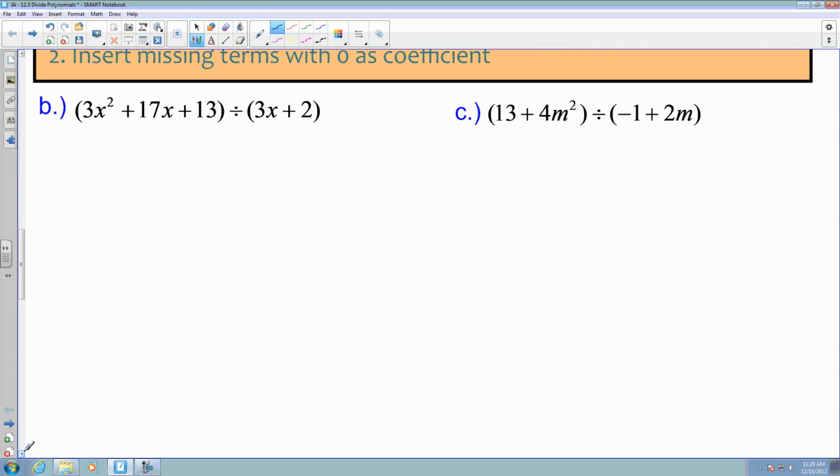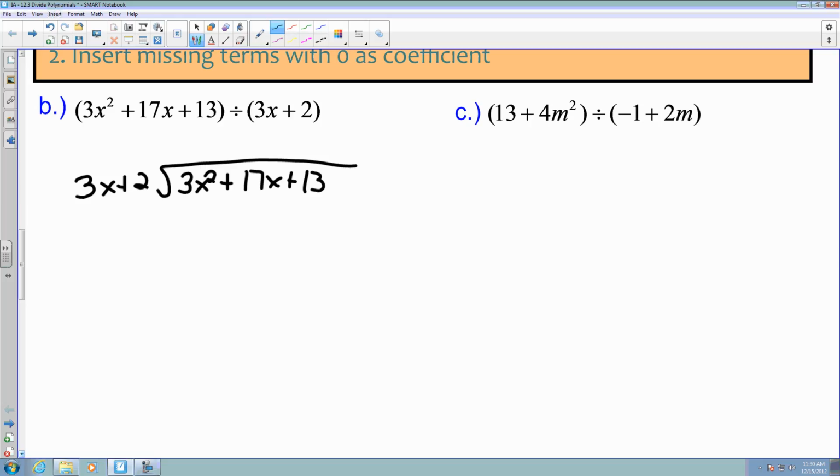B has 3x squared plus 17x plus 13 divided by 3x plus 2. So looking at our keys, everything is in order in standard form with both the dividend and divisor, and I have no missing coefficients. So I can just rewrite this as 3x plus 2 divided by 3x squared plus 17x plus 13.